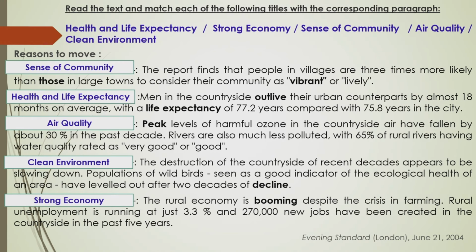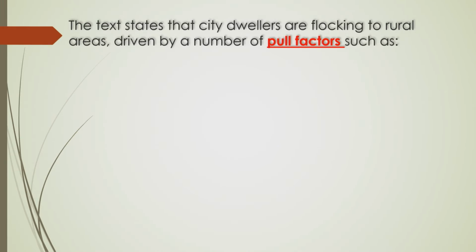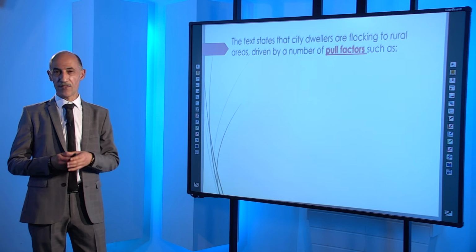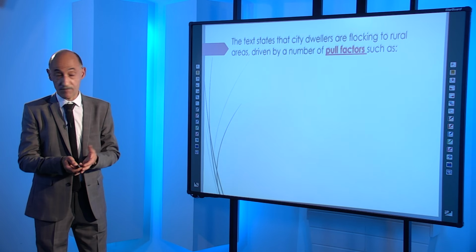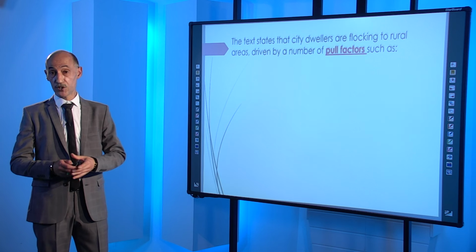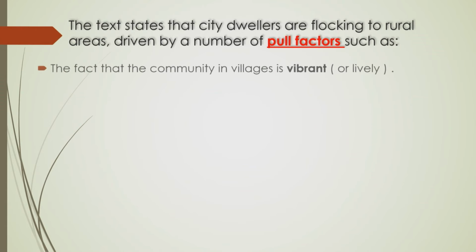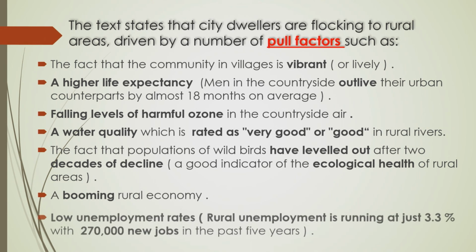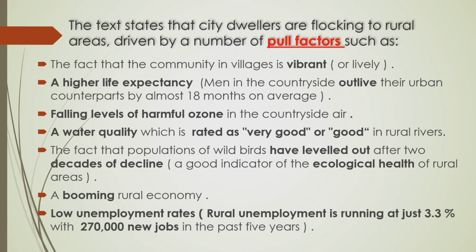Now, let's move on to the pull factors. And the text states that city dwellers are flocking to rural areas driven by a number of pull factors. And by pull factors here, I mean the things that may really encourage you or push you to take a decision, or an important decision, or take a risk. So here we talk about the fact that the community in villages is vibrant. It's also stated in the text that there is a higher life expectancy. The environment is really an important pull factor.